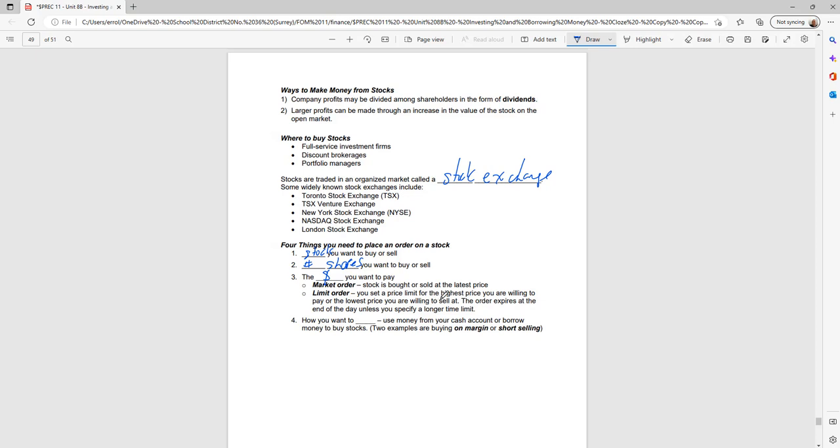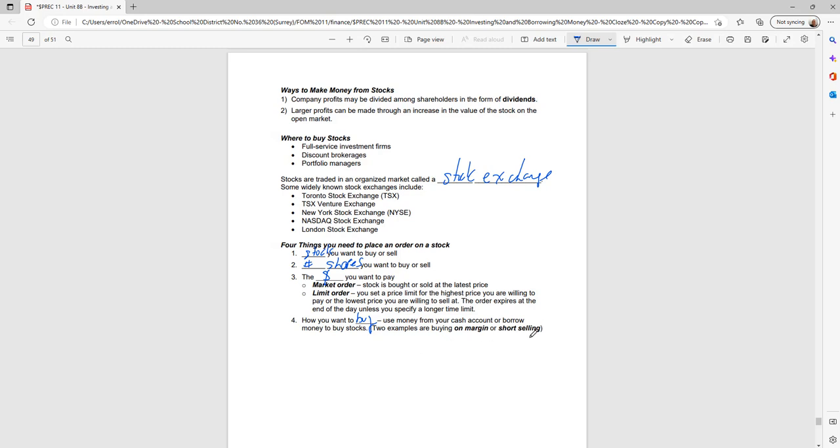And then lastly, how you want to buy. There's a couple ways. You can use the money from your cash account to buy stocks, or you can borrow the money. These are what's called buying on margin or short selling, and it's very, very risky. The reason being is, imagine for a moment that you want to buy a stock that you're hoping will eventually go up in price. So you're paying whatever the going rate is. The problem is you have to clear the order by the end of the day. So if the price drops after you bought it, then you have to pay for that price even though the value decreased, and you have to settle at the end of the day. So there's a possibility of losing money.